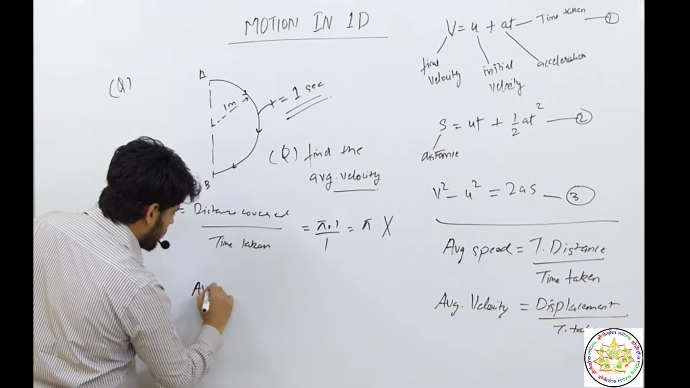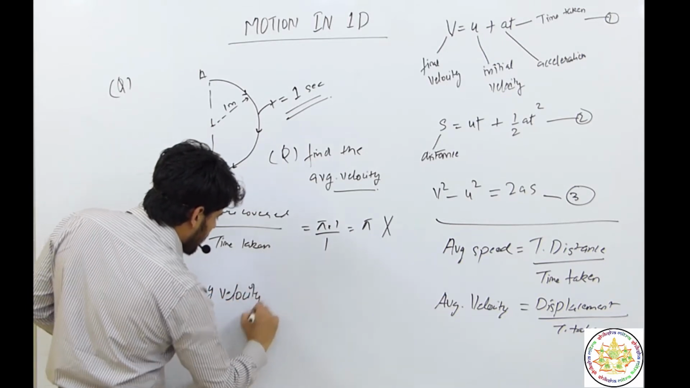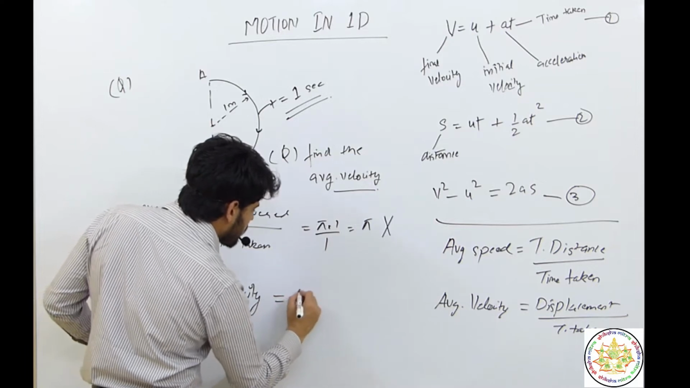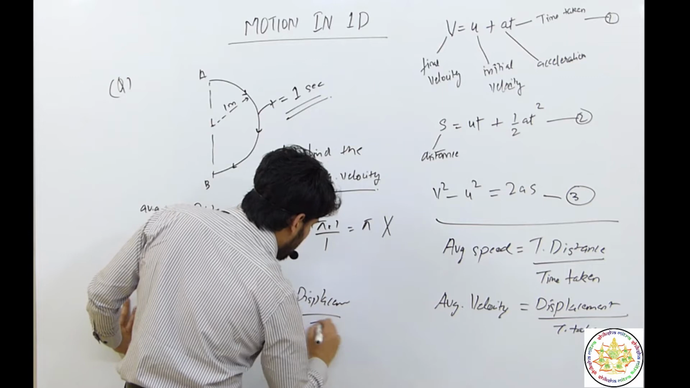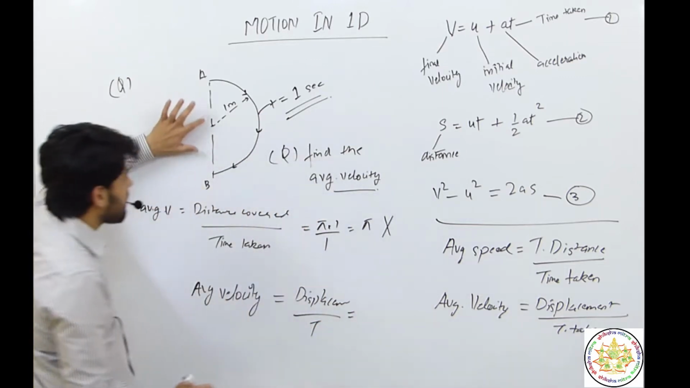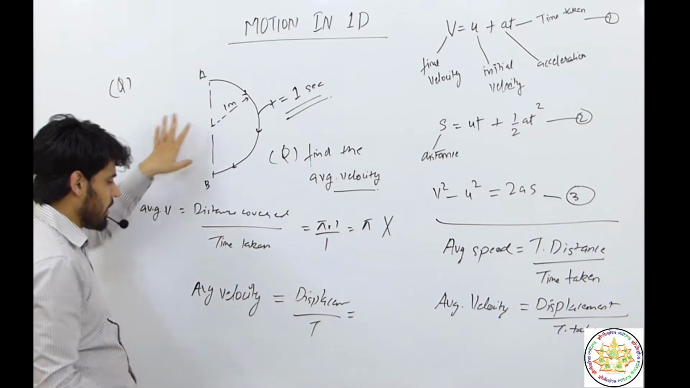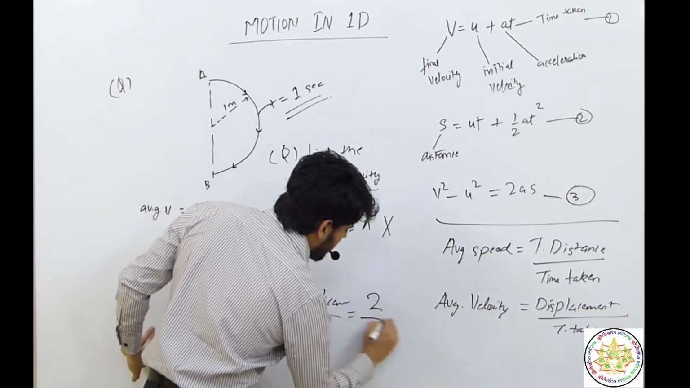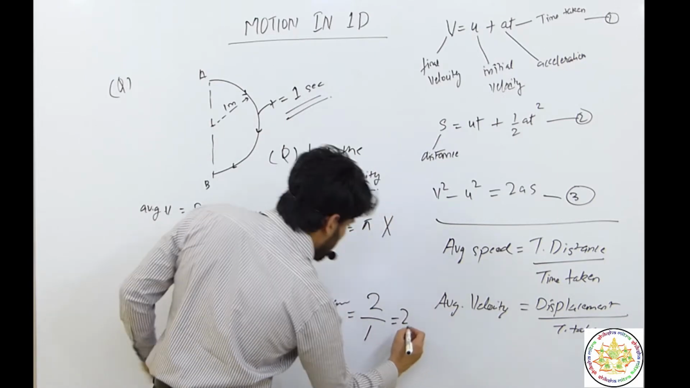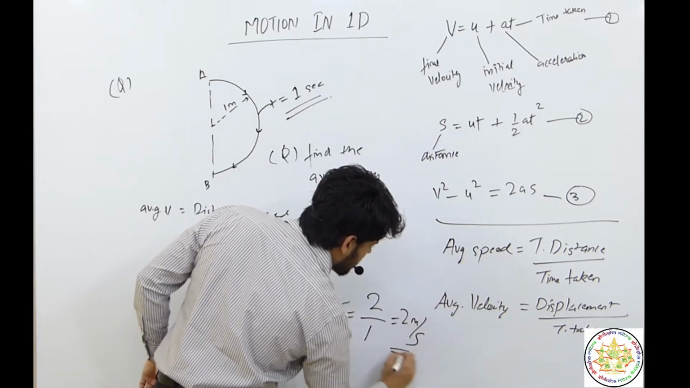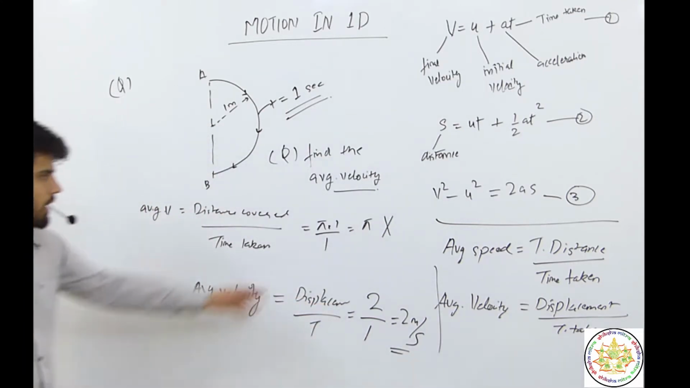Average velocity is equal to displacement by time taken. Displacement in this case from A to B is 1 meter of this radius plus 1 meter of this radius, so that is 2 meter. Time taken is 1, so answer is 2 meter per second. So this will be your answer, 2 meter per second, not pi.